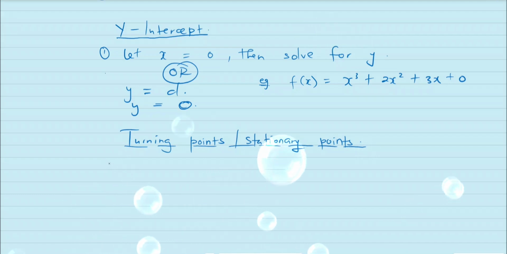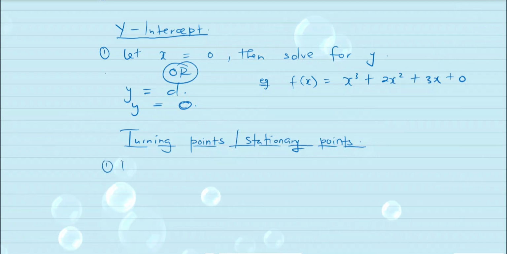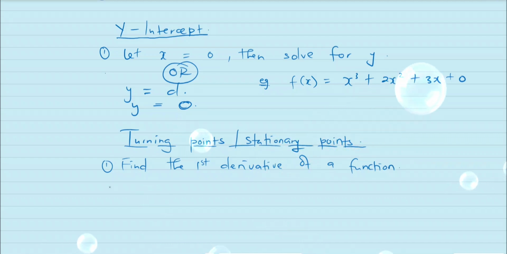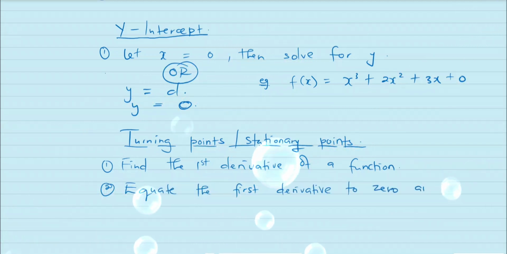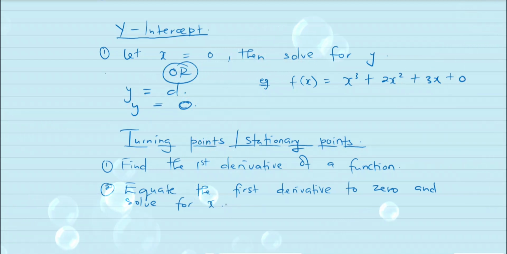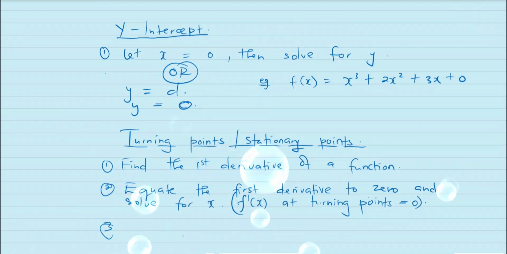Turning points or stationary points. To find the turning points, the first thing to do is to find the first derivative of the function. Number 2, equate the first derivative to 0 and solve for x. The reason we equate to 0 is because at the stationary points, or turning points, the gradient is equal to 0. After that, you substitute the x values calculated into the original equation to find the y coordinates.